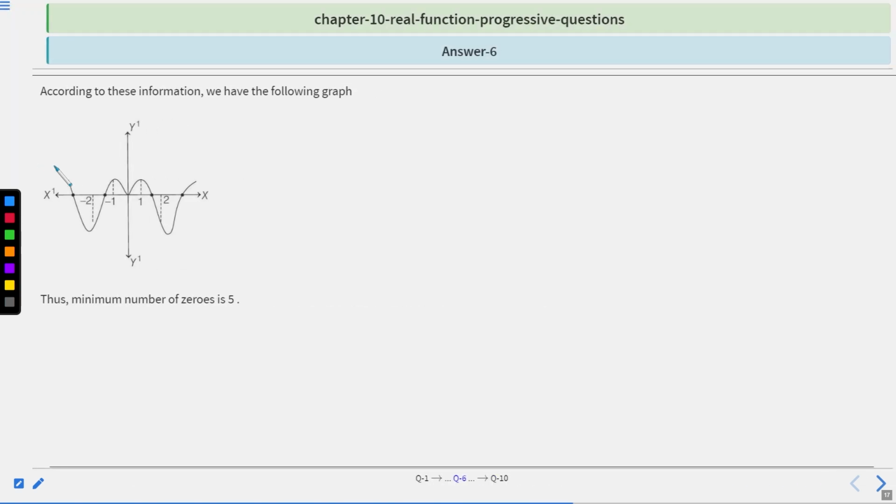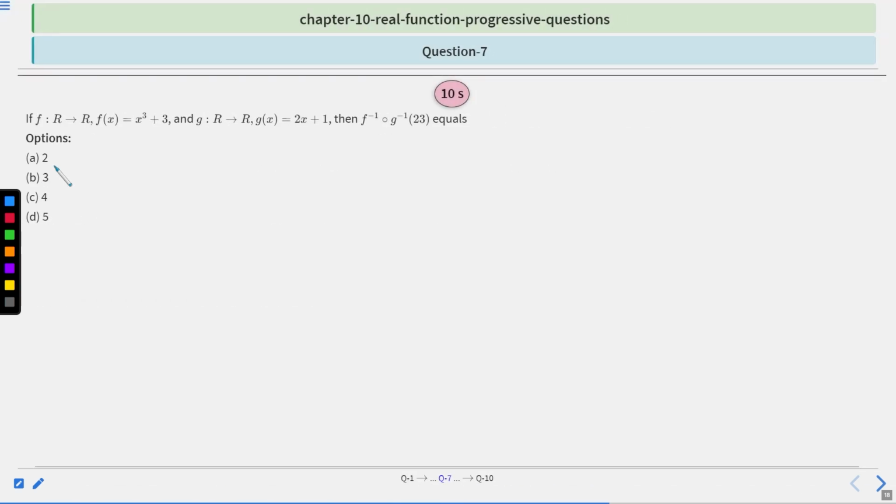Let's move to the next question, question number 7, which says R to R, fx is equal to x cube plus 3 and gx is equal to 2x plus 1. Then f inverse o g inverse 23 is equal to. So you have 10 seconds to solve this question. After 10 seconds, we will discuss the solution.